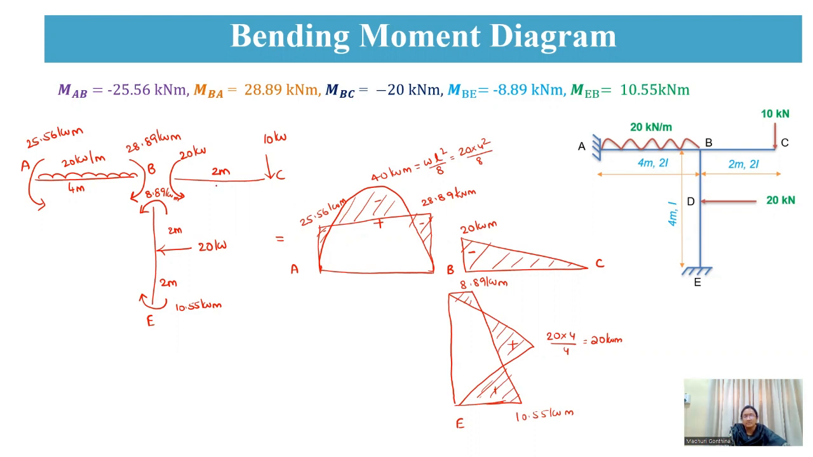Similarly, for BC span, as you are having only a hogging moment of 20 kilonewton meter, that 20 kilonewton meter will be in this direction. And next, due to this BE, again you are having a point load at this point. So due to this one, the free bending moment diagram will be WL by 4, that is 20 into 4 by 4, that is 20 kilonewton meter. And again you are having hogging moments 8.89 and 10.55 at each end, B and E respectively. So the intersection of these two will be a resultant bending moment diagram. So this will be your final bending moment diagram for this figure.